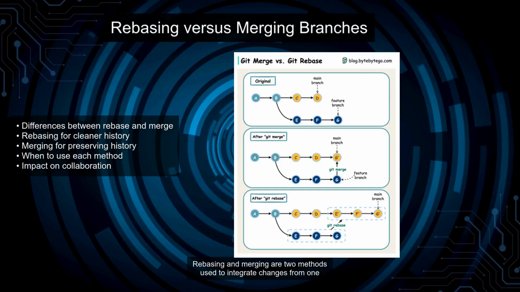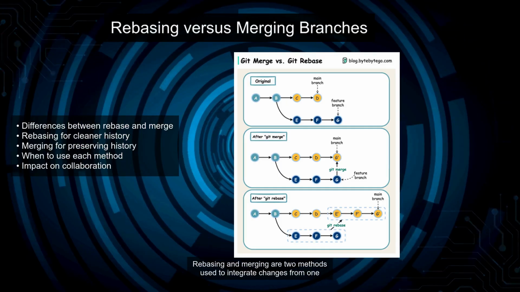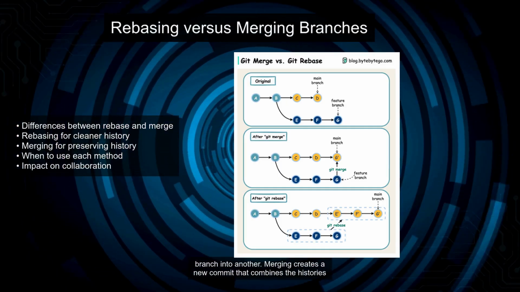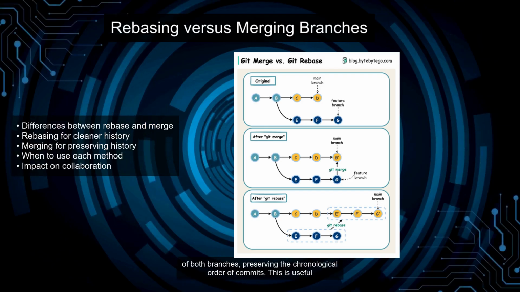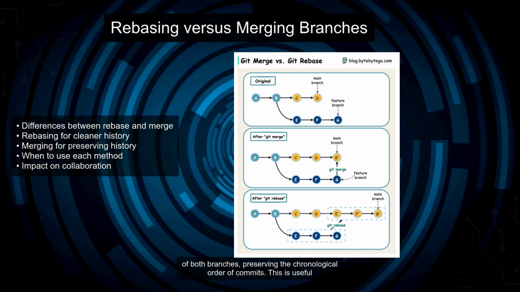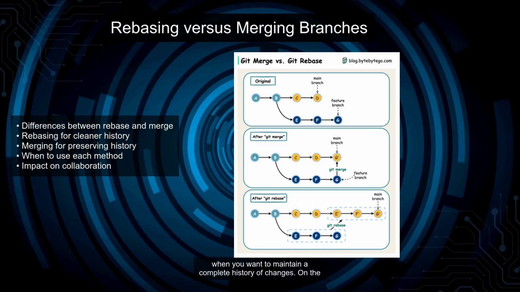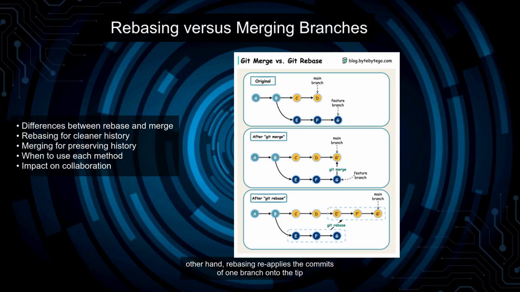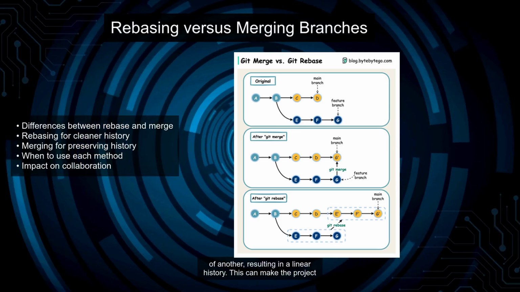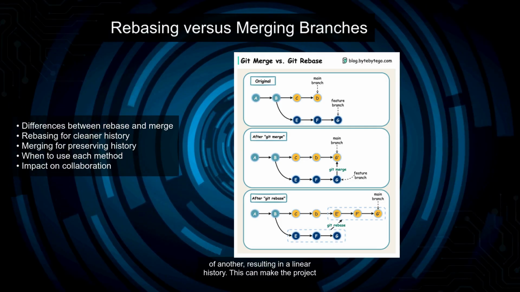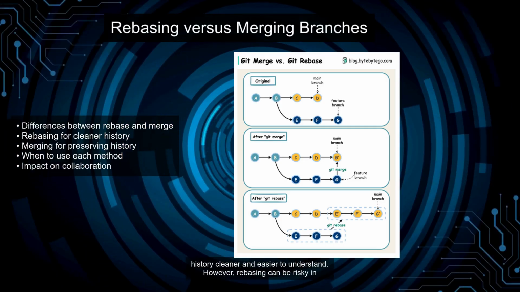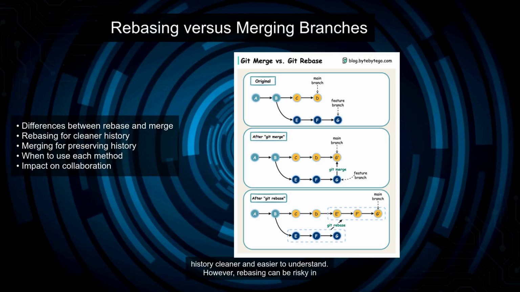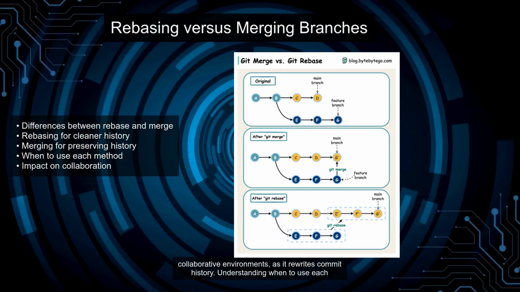Rebasing and merging are two methods used to integrate changes from one branch into another. Merging creates a new commit that combines the histories of both branches, preserving the chronological order of commits. This is useful when you want to maintain a complete history of changes. On the other hand, rebasing reapplies the commits of one branch onto the tip of another, resulting in a linear history. This can make the project history cleaner and easier to understand. However, rebasing can be risky in collaborative environments, as it rewrites commit history.